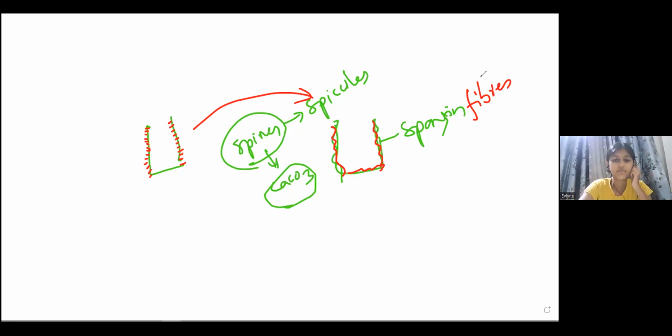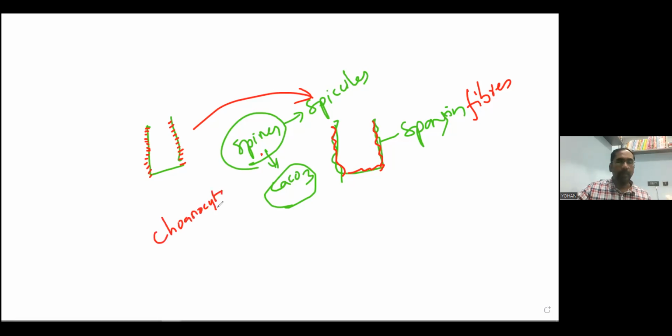What is the other name of collar cells? Choanocytes. Why is the name collar cell given? Because they have a collar-like structure, the name given is collar cell.